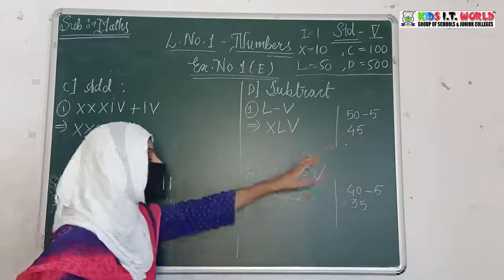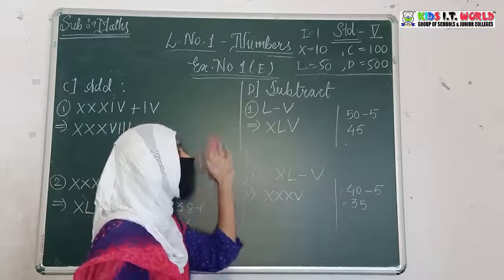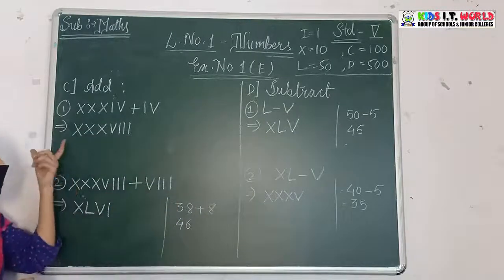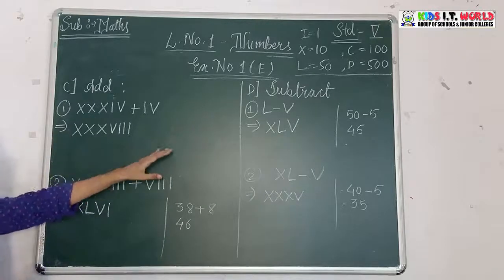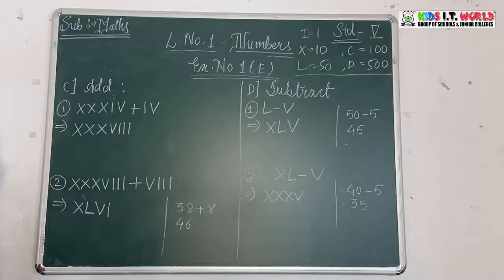Just remember, this is for explanation only. If you are not able to do direct subtraction or direct addition of Roman numbers, first convert them into Indo-Arabic numbers and then find the answer, and whatever answer you get, convert it into Roman form. Thank you, students, hope you all understood this topic.